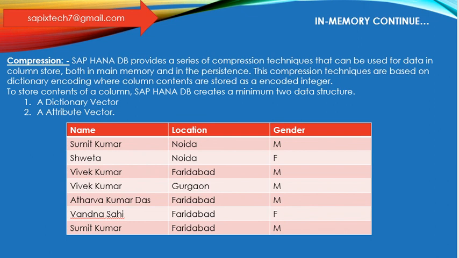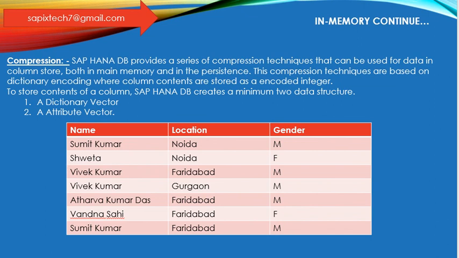So these compression techniques are based on dictionary encoding. What is dictionary encoding? This is the powerful encoding mechanism that SAP HANA uses, where the column contents are stored as encoded integers. As I said, HANA converts all the character values into integer format because the CPU loves processing integer values rather than character values. Yes, correct. I'll show you that.